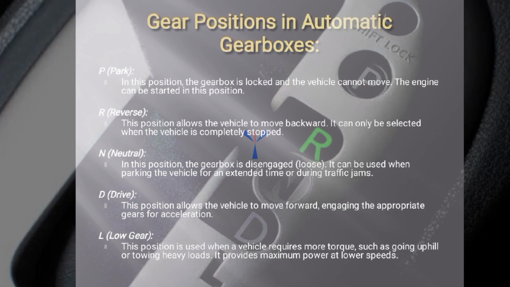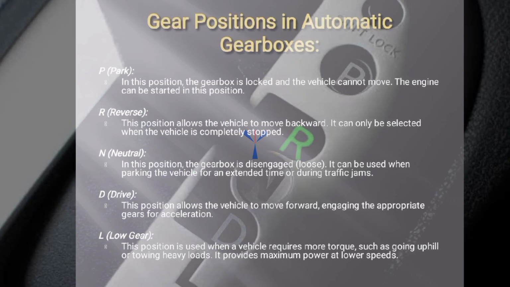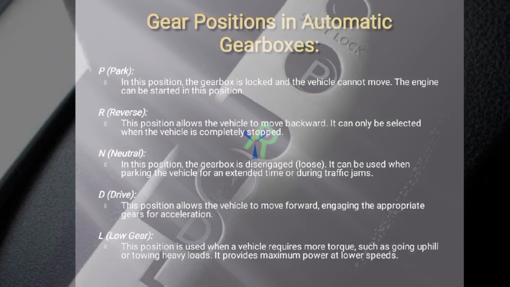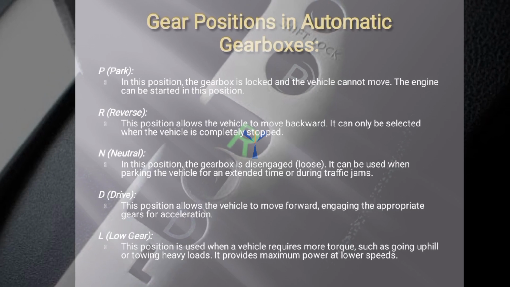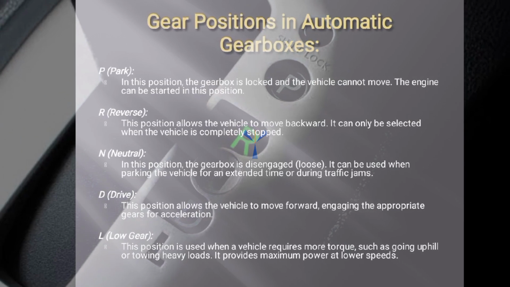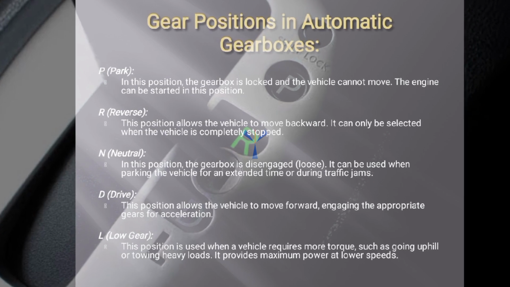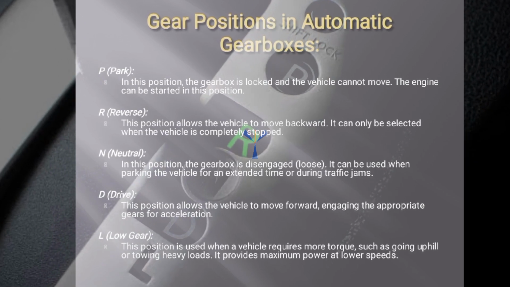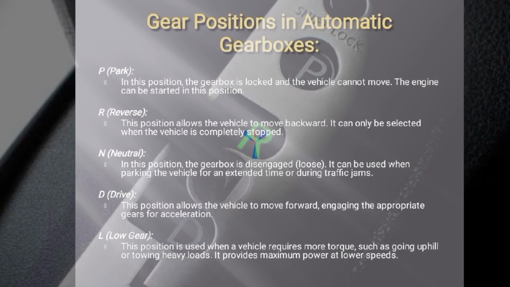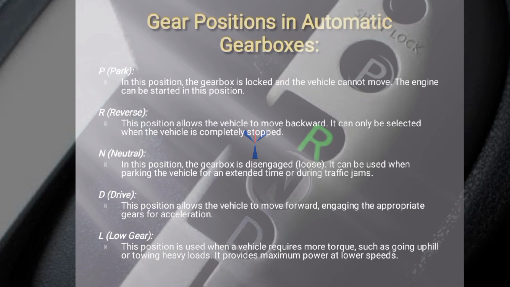The fourth is D, that's for drive. As we can understand from the name, this position allows the vehicle to move forward, engaging the appropriate gears for acceleration. So, with the gear at this position, you can drive the car at any speed you want.